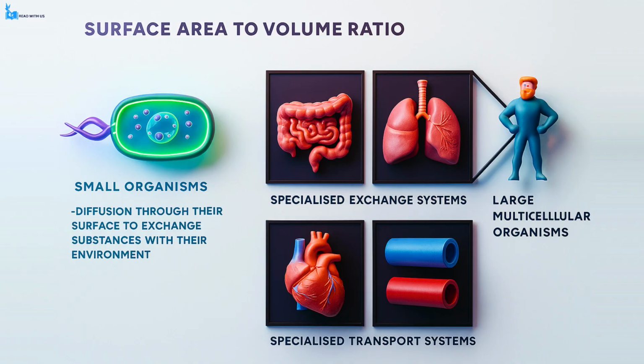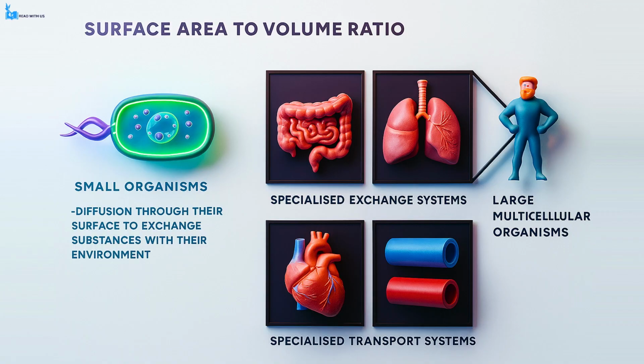In this video, we are going to explore the concept of surface area to volume ratio and use it to understand why very small organisms, such as single-cell bacteria, are able to rely solely on diffusion through their outer surface in order to exchange substances with their environment, while larger and more complex organisms, such as humans, need specialized exchange surfaces like lungs and intestines to take substances in and out of the body, as well as specialized transport systems like the heart and blood vessels to move those substances throughout the body.